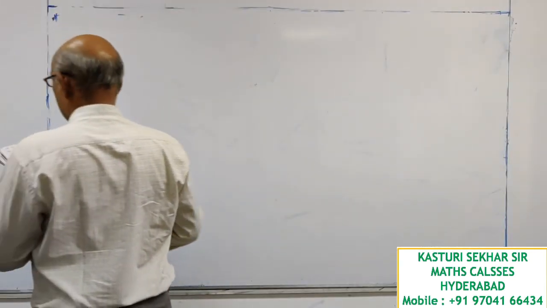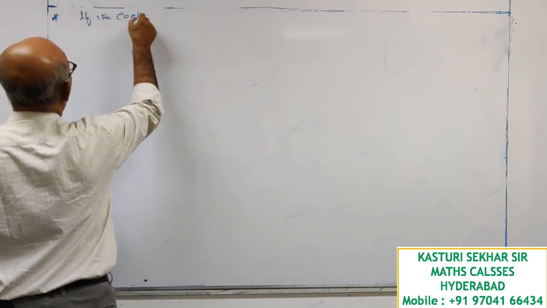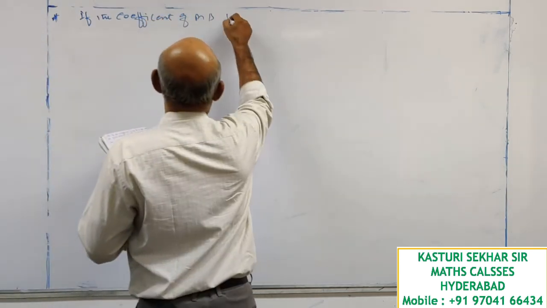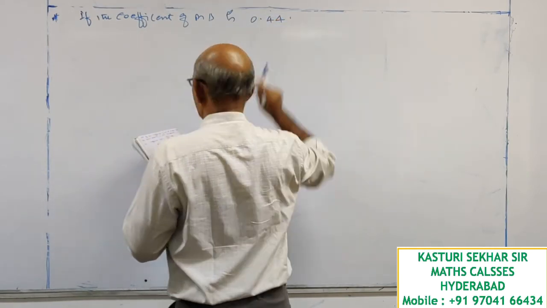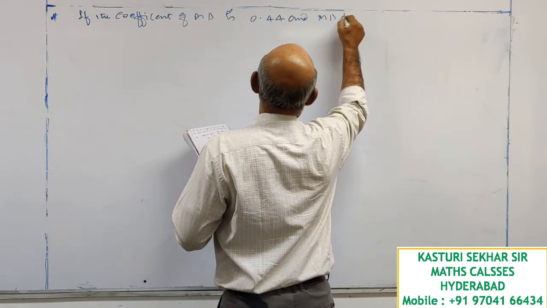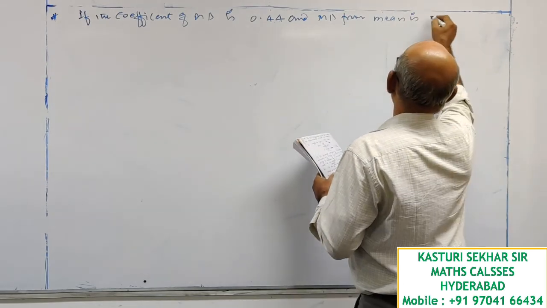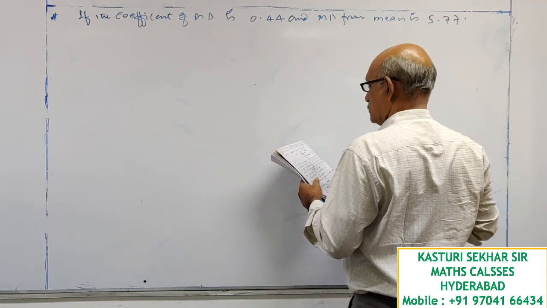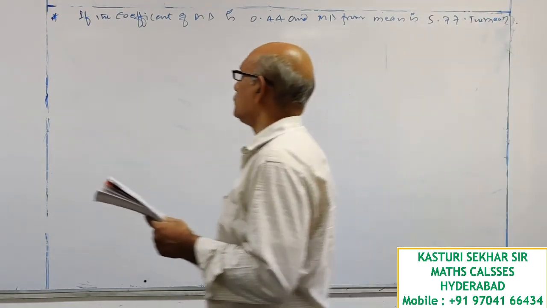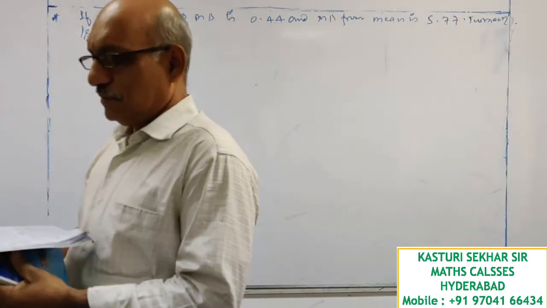Look at the next question. If the coefficient of MD is 0.44 and MD from mean is 5.77, the mean is?